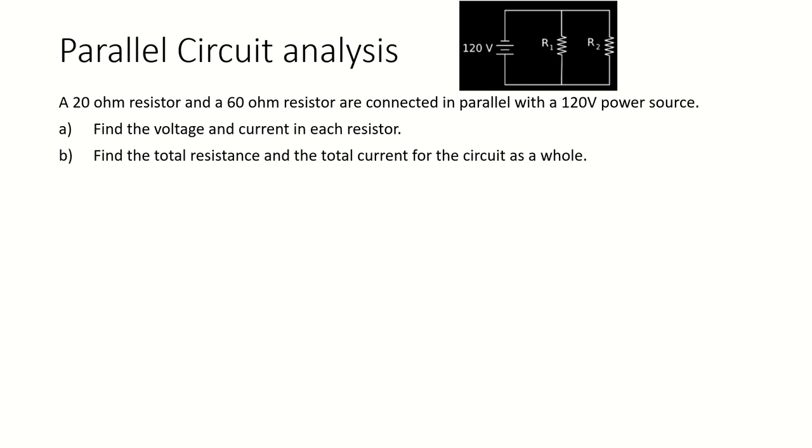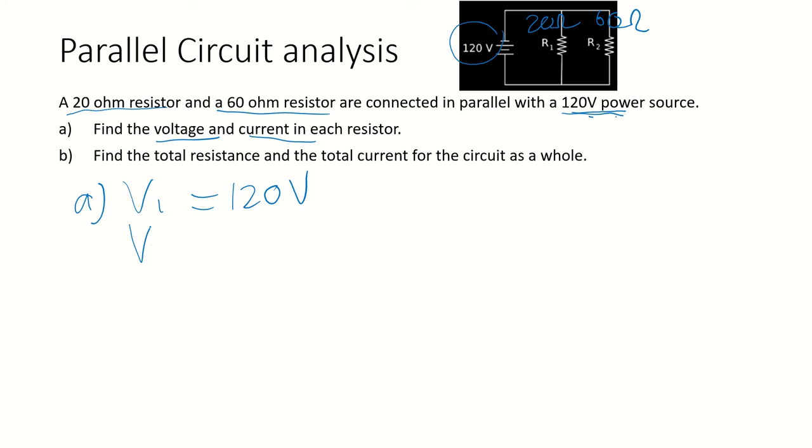So we're going to analyze the whole circuit. We've got a 20 ohm resistor and a 60 ohm resistor. Let's just say that this is the 20, this is the 60. And they're connected in parallel, as shown in the diagram, with a 120 volt power source. Find the voltage and the current in each resistor. Well, the voltage flowing through the first resistor is going to be equal to the voltage supplied by the battery. That's 120 volts, and the voltage going through the second resistor is also just going to be 120. So voltage is always the same through the parallel loops.